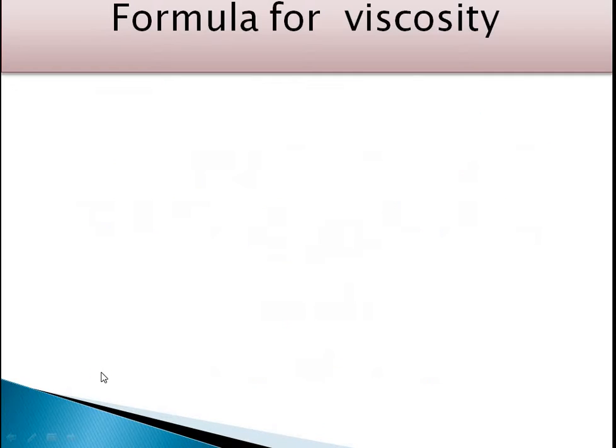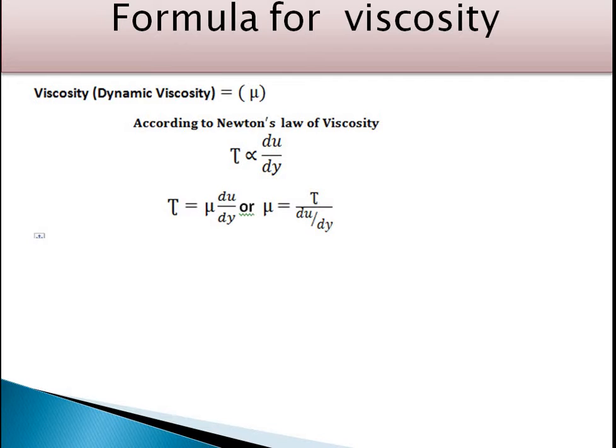So in the last lecture we discussed viscosity. Today we are going to discuss the formula of viscosity. Viscosity is nothing but the dynamic viscosity, and it is given according to Newton's law of viscosity. Tau is directly proportional to du by dy, where du is the change in velocity and dy is the change in distance. That is, tau is directly proportional to the change in velocity with respect to the change in distance.